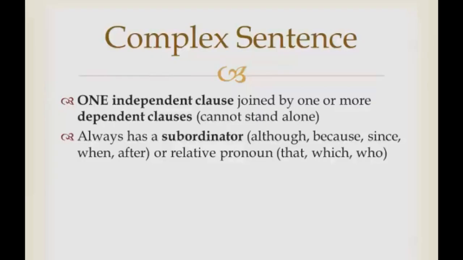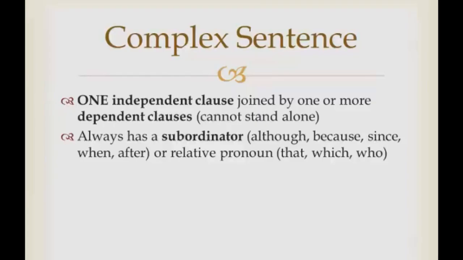It is dependent now because it cannot stand on its own. It doesn't really make sense by itself. These are joined usually by a subordinator. A subordinator makes it unequal in importance: the independent clause is more important than the dependent clause. So the subordinators are although, because, since, when, after, or it could be a relative pronoun: that, which, and who.